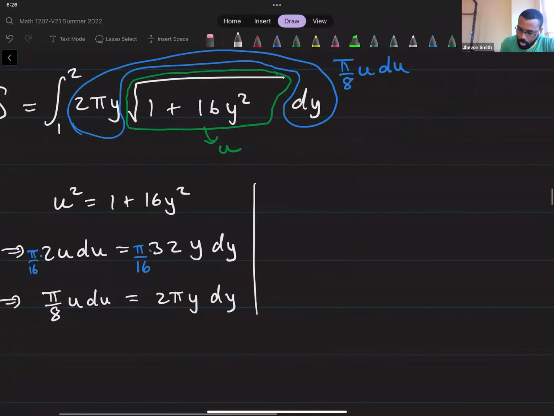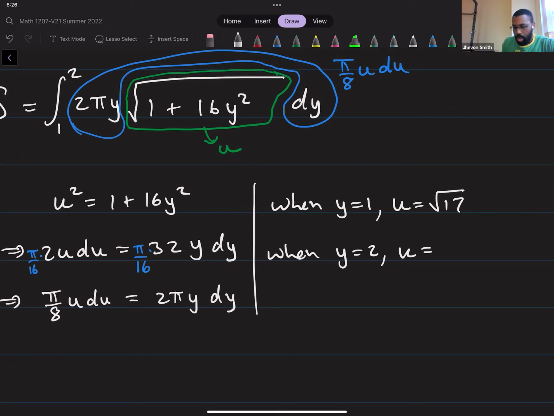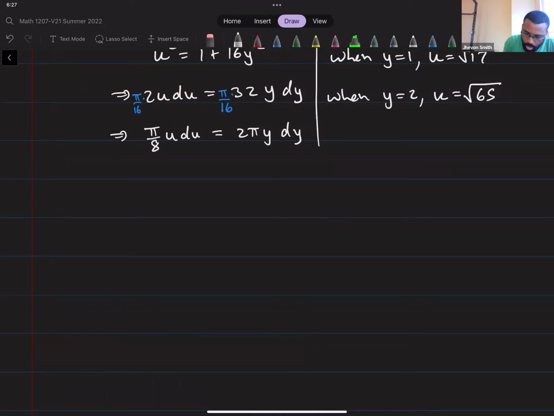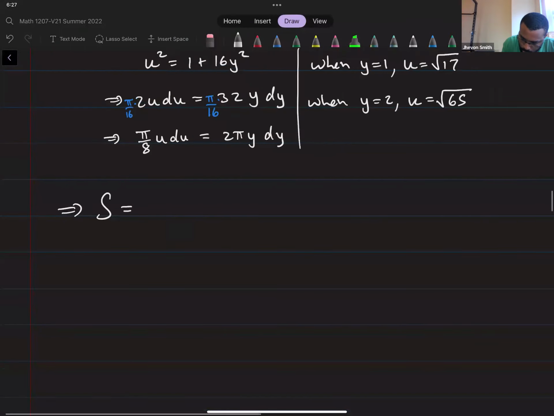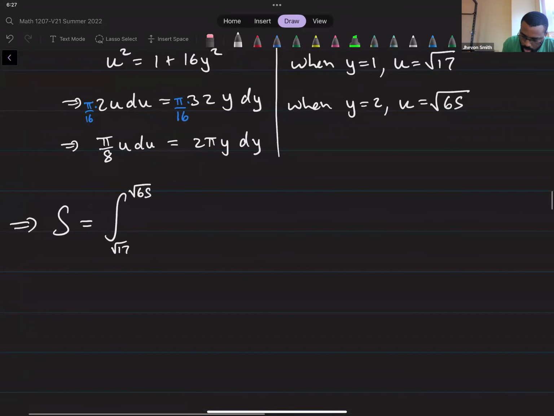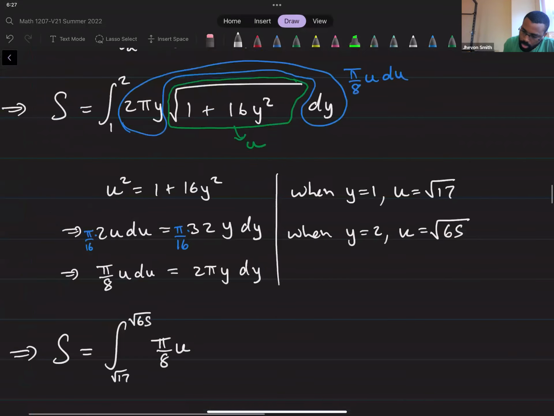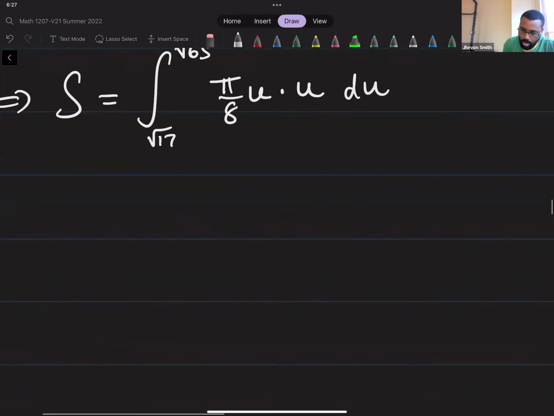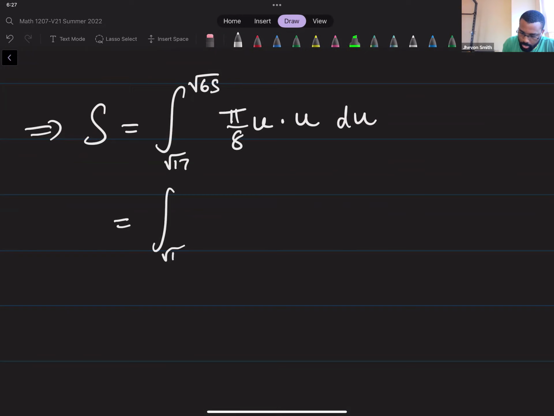And just because I'll change the limits here, when y equals 1, our u would be, well, radical 17. And when y equals 2, our u would be 4 times 16, I think that's 64. So that's 65, radical 65. So this implies our s would be actually equal to the integral from radical 17 up to radical 65 of pi over 8 u, and that pi over 8 u du replaces the blue part, and then u replaces the green part. So I pretty much just have the integral from radical 17 to radical 65 of pi over 8 u squared.